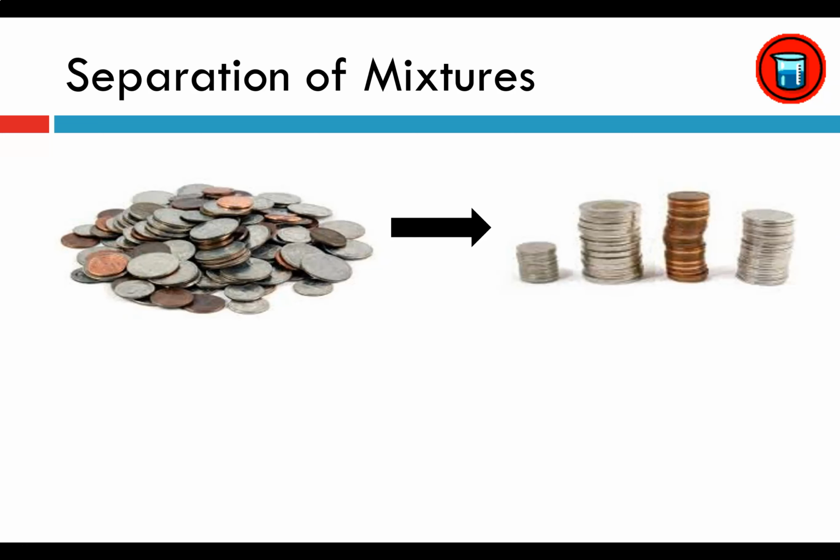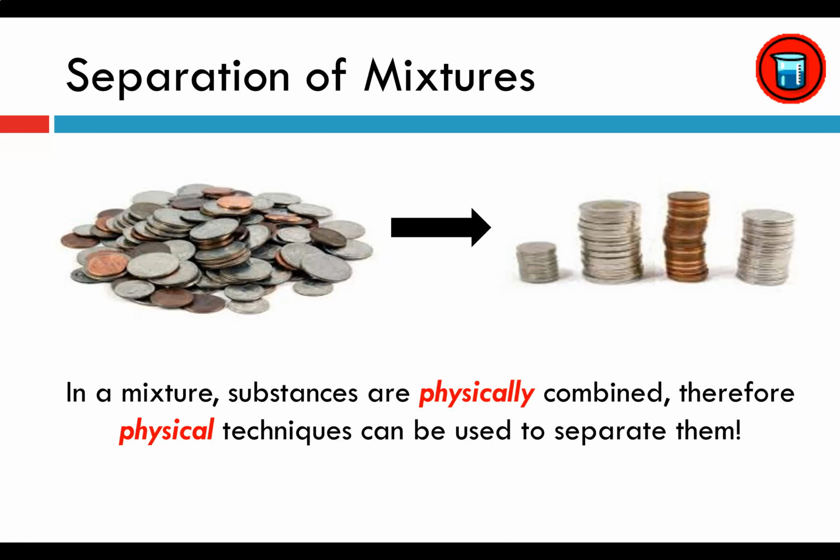Whether you do this by hand or you invest in a coin sorter, you are making physical changes to that pile of coins. You're not changing the chemical makeup of any of the coins. You are simply arranging them differently. They're in a big, messy pile on the left, and you want them in nice, orderly stacks like we have on the right.